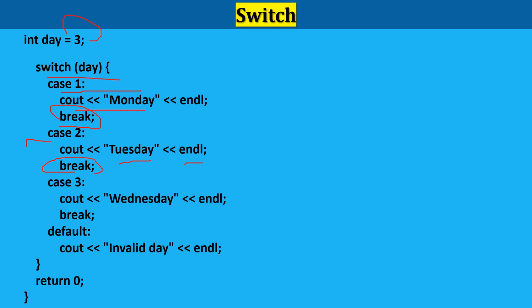Case 3: execute if day equals 3. cout Wednesday and endl print Wednesday and move to the next line, and break. Exit the switch statement after executing this case. Default: execute if no cases match the value of day. cout invalid day to the console and move to a new line. The default block serves as a fallback to handle unexpected or invalid values of day.